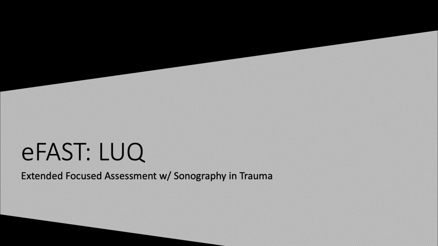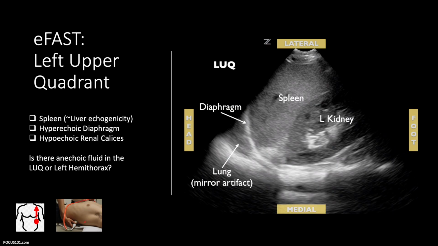Next, let's move on to our left upper quadrant exam. The left upper quadrant exam can be a little bit more challenging just because the kidney and spleen are much, much more superior and posterior to the liver. And so this really takes you kind of reaching all the way around your patient, putting your knuckles on the bed, going super posterior to try to visualize these structures. The spleen will have an echogenicity similar to the liver with a hyperechoic diaphragm and hypoechoic renal calyces visualized here.